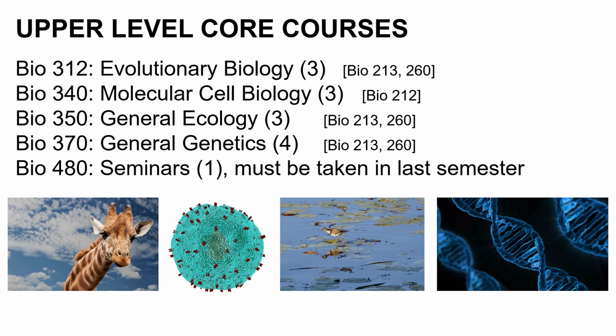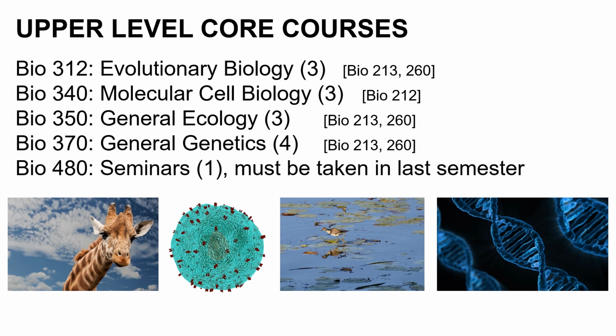Biology 370 is general genetics and is the only one of these courses that includes a lab section associated with the lecture. That's why it's 4 units instead of 3. Among the courses on the screen, this is the one students typically find the most challenging. Lastly, Biology 480 is a seminar course you take during your final semester. It meets once a week, and it's a chance for you to see invited speakers talking about current research projects.